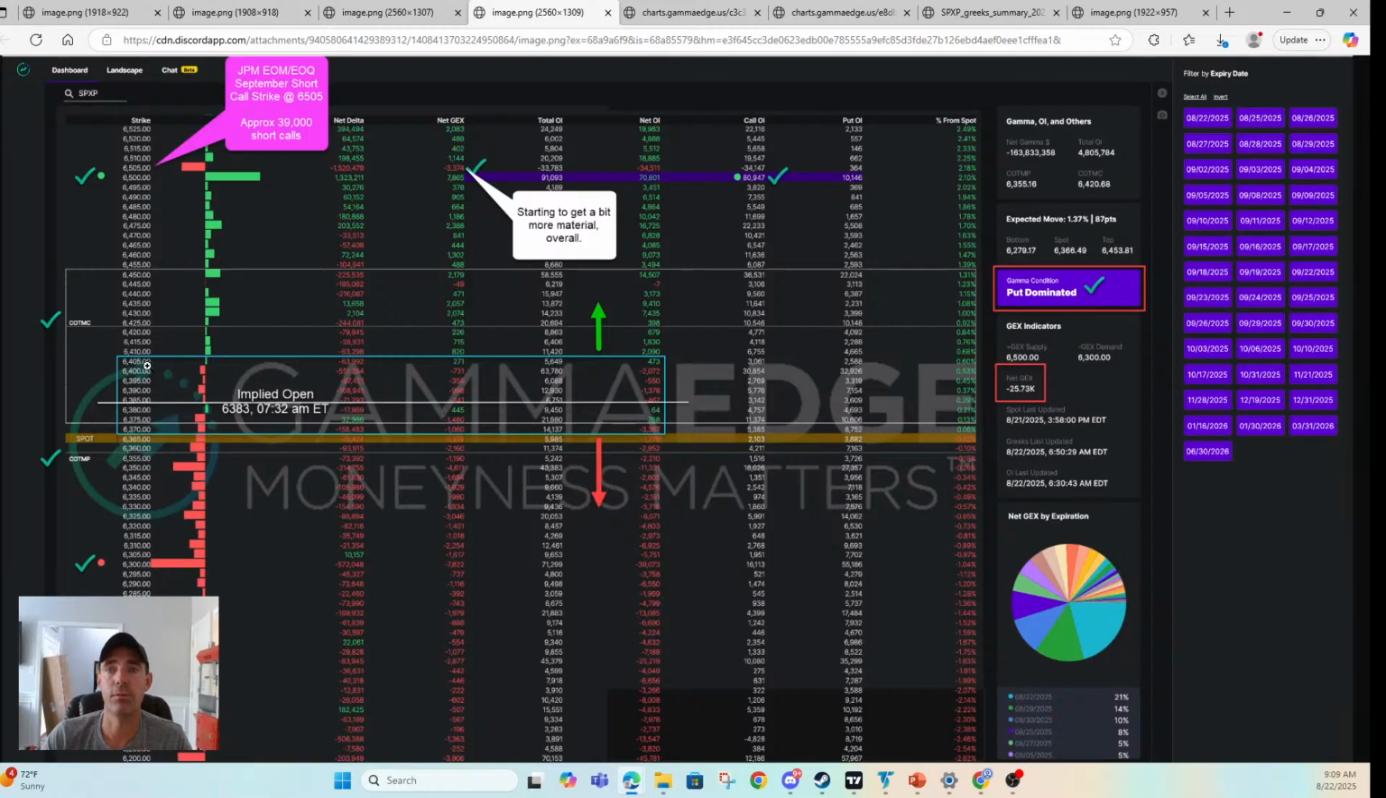Need to get above the 6,400 level at the very least for the bulls to have a chance to start moving up towards that 6,500 level. You'll notice the JPM end of the month, obviously September short strikes there. So we'll keep an eye on that. But again, starting from a put-dominated negative GEX overall structure heading into today via all expiries.